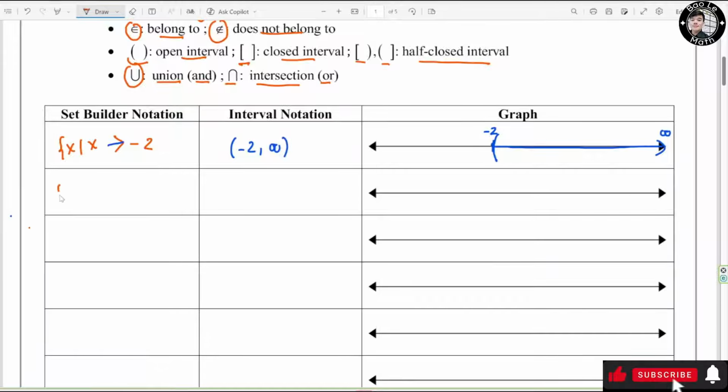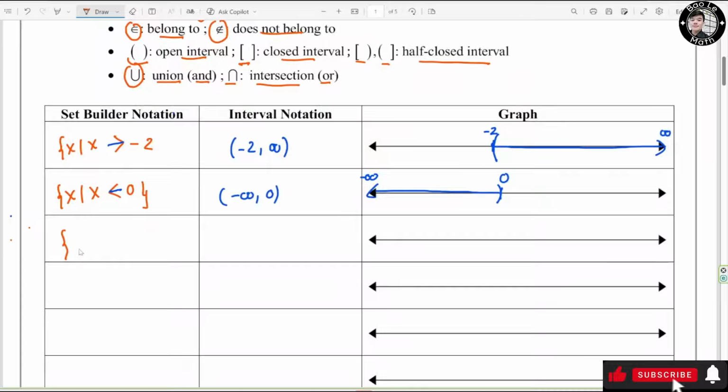Now the second one, all real numbers x such that x is less than 0. Alright, we do exactly the same thing. So we have 0 right here, and we put the line right here. We see that the arrow points to the left, right? So from 0 all the way to the left. And this one is negative infinity. And we put parentheses right here, so it could be negative infinity to 0.